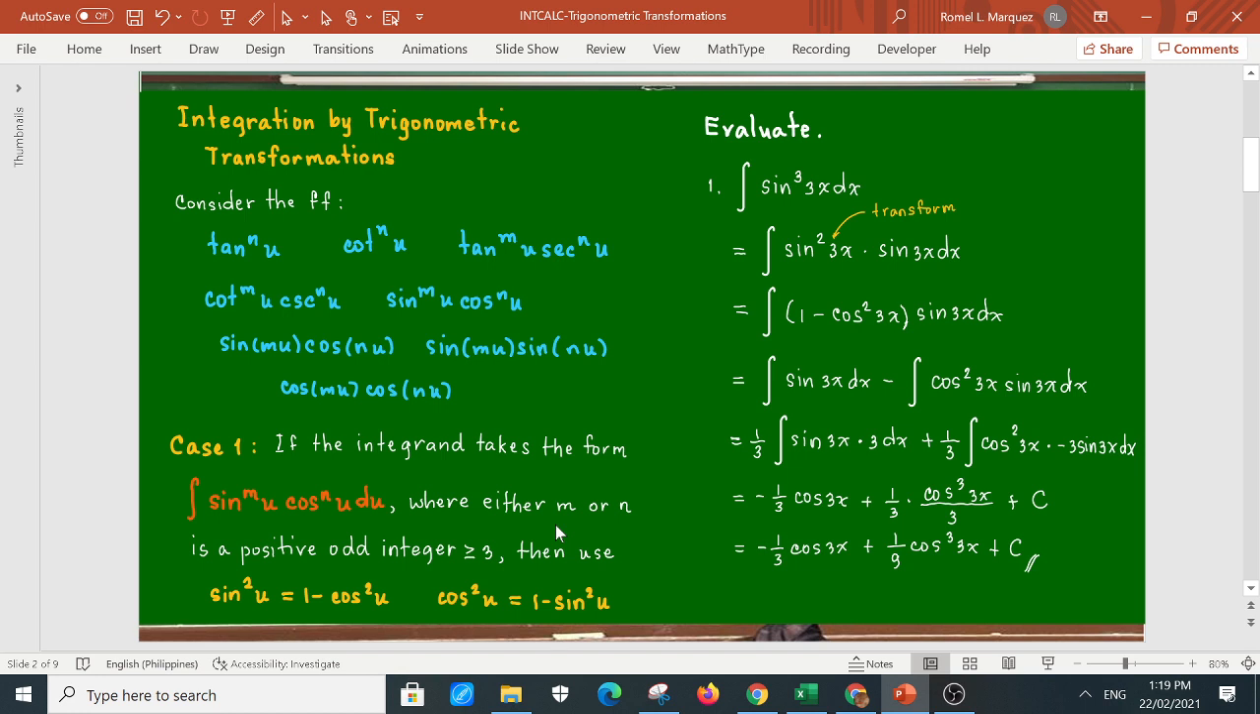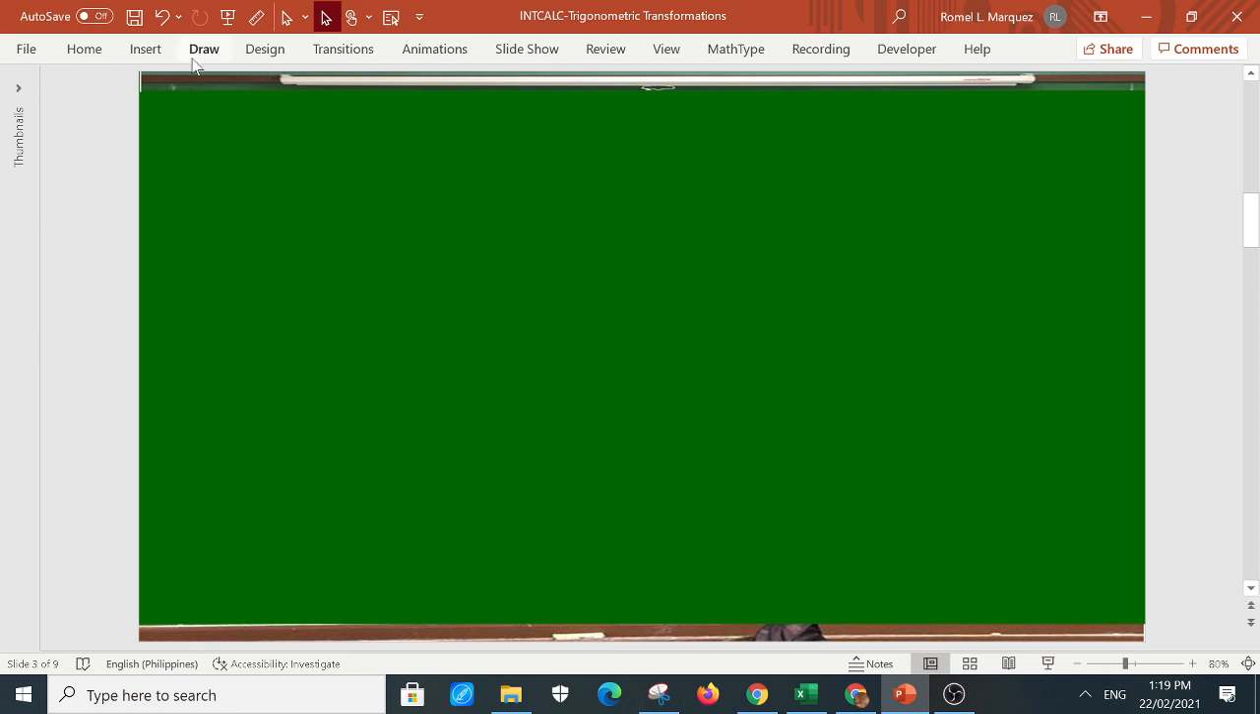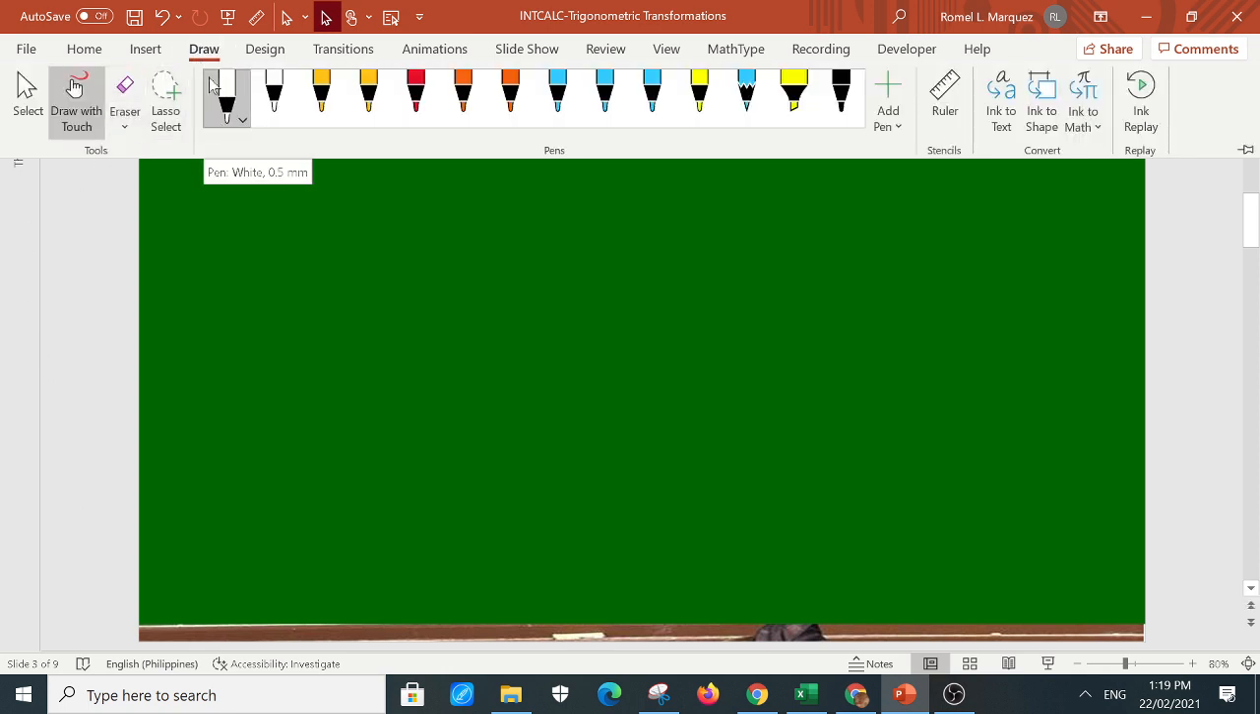The power of sine or cosine with exponent, let's say 3, that is the one to be transformed. If let's say you have 7 and 6, you have no choice but to choose 7, because the one to be transformed is the power having an odd exponent, not the even one. So you retain the even power. Okay, guys? Let's have another one for you to understand it well.